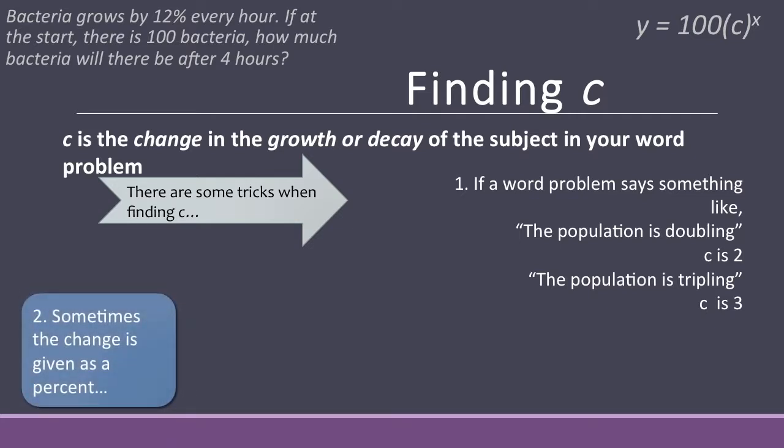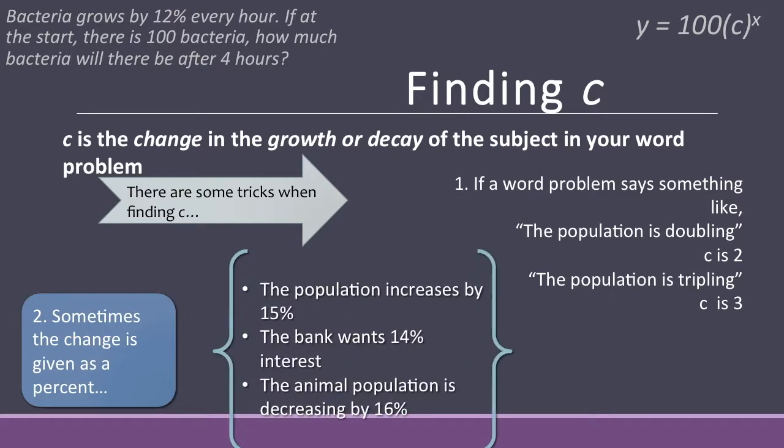Sometimes the change is given as a percent. For example, the population increases by 15%. The bank wants 14% interest. The animal population is decreasing by 16%. You would assume that you just take that percentage, but that is not the case.